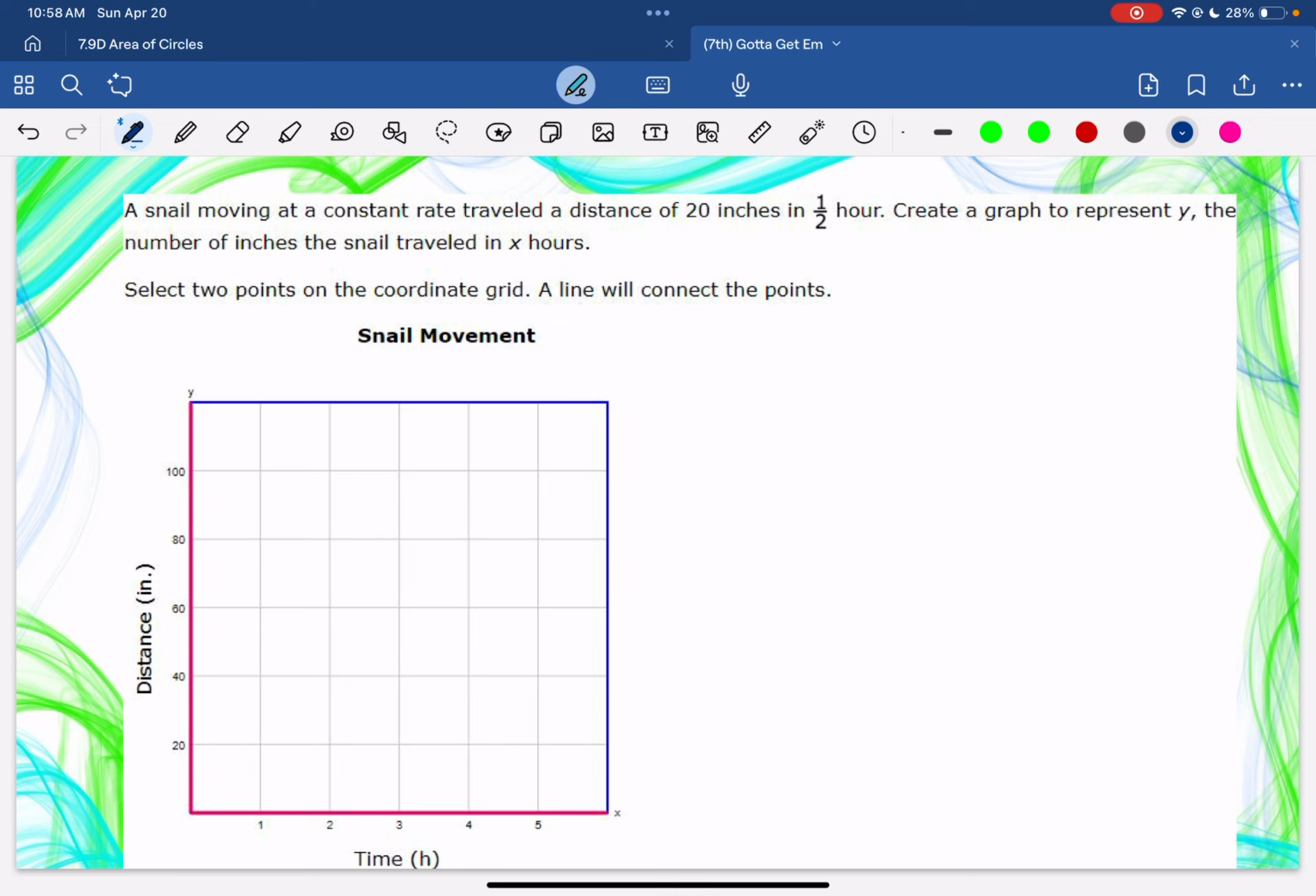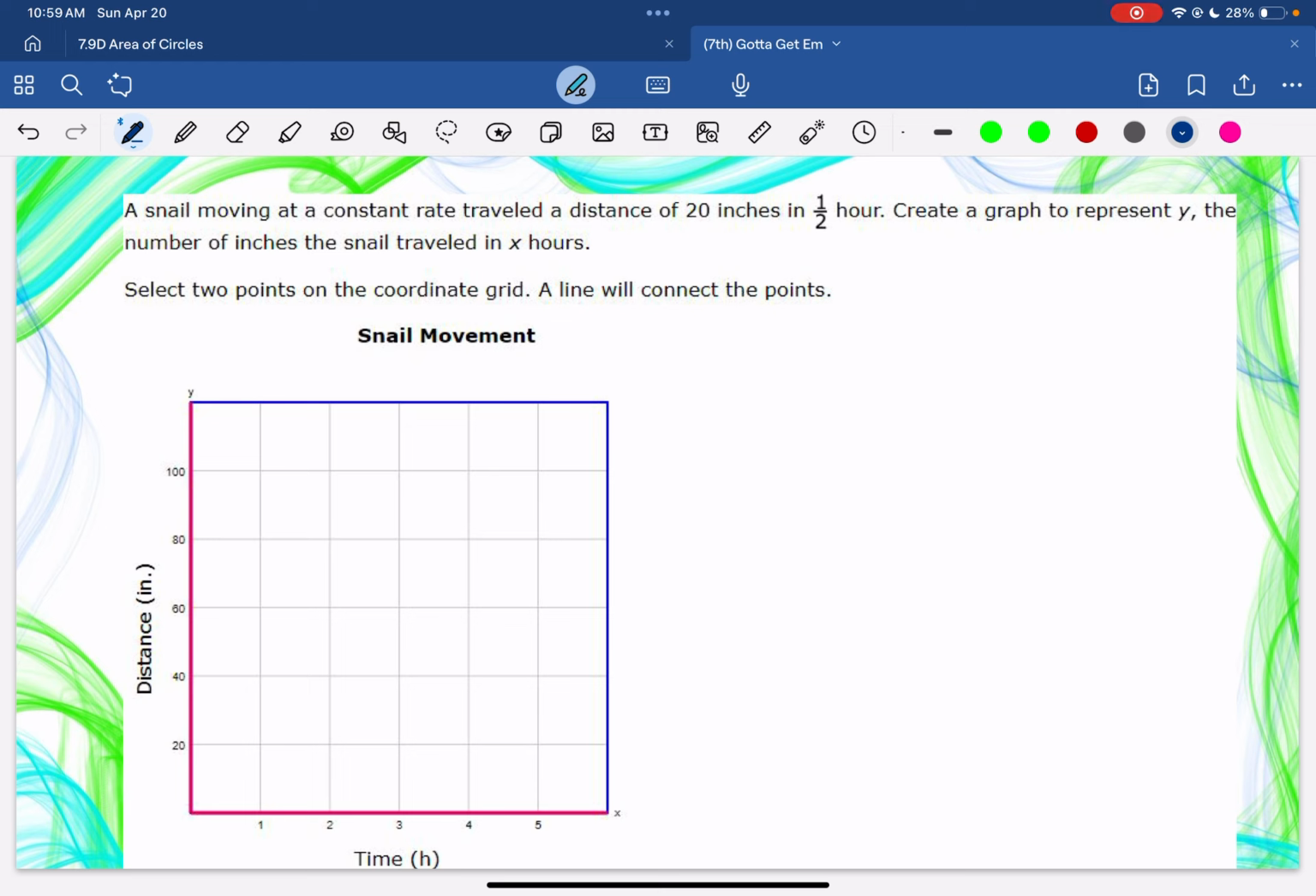Okay, so let's read the problem. This is actually an old STAAR release item from the 7th grade STAAR test. A snail moving at a constant rate traveled a distance of 20 inches in half an hour. So in other words, for every half hour, it's 20 inches. Create a graph to represent y, the number of inches the snail traveled in x hours.